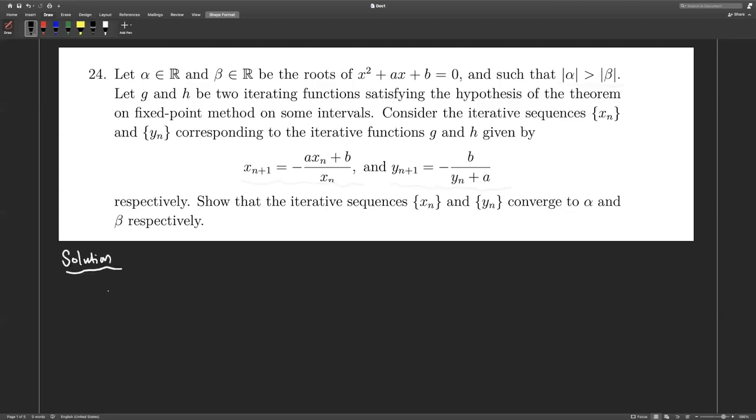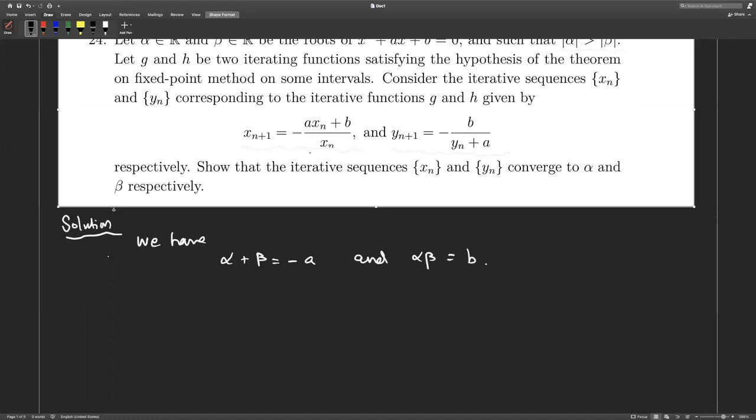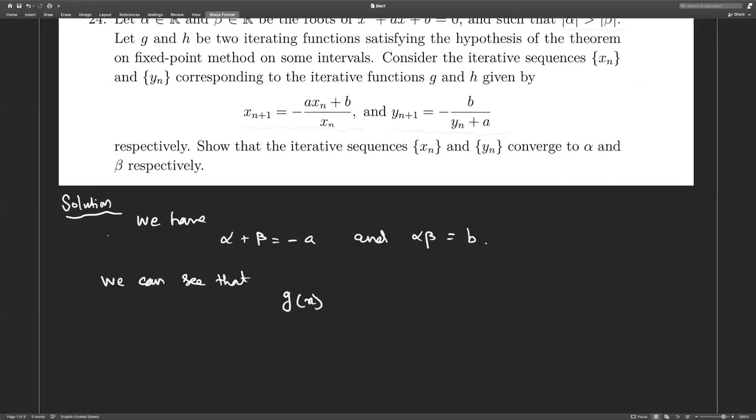Since alpha and beta are roots of a quadratic equation, we have alpha plus beta is equal to minus a and alpha into beta is equal to b, right? Now from the way the iteration sequences are defined, we can see that g of x is equal to ax plus b by x and h of x is given by minus b by x plus a.